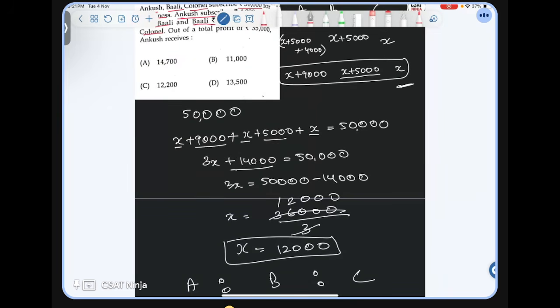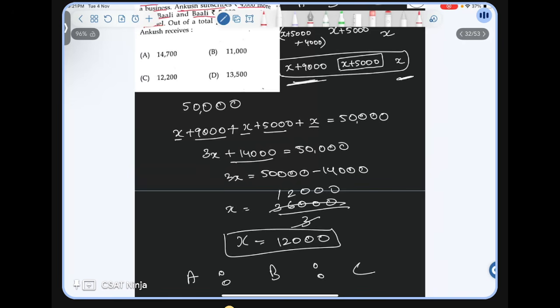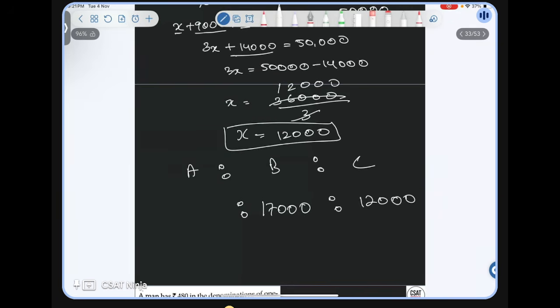B invested how much? X plus 5,000. That means 12,000 plus 5,000 is 17,000. Same thing, A invested how much? X plus 9,000. X is 12,000, and 12,000 plus 9,000 is 21,000. Now this 0 is cancelled. So A is investing 21, B is investing 17, and C has invested 12. This is their investment ratio.